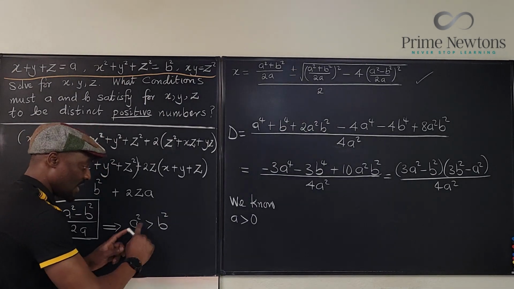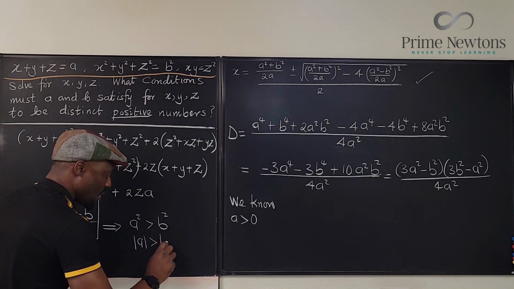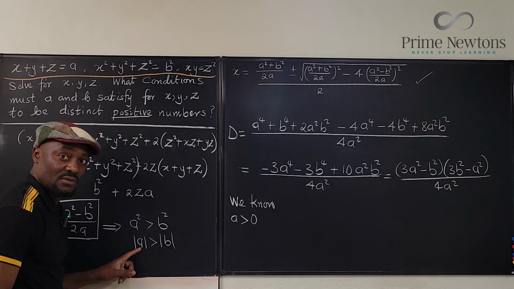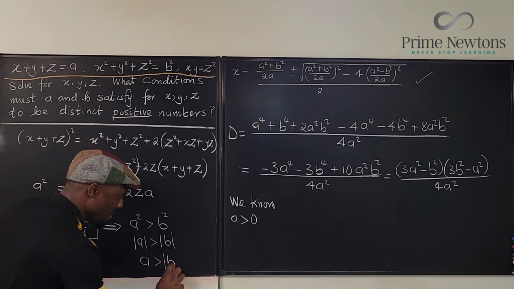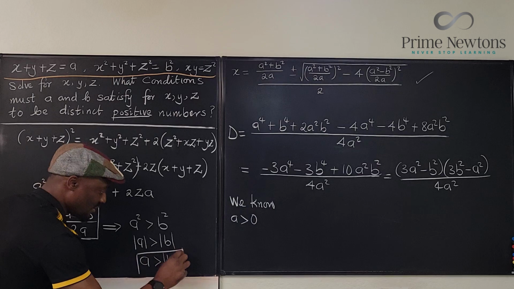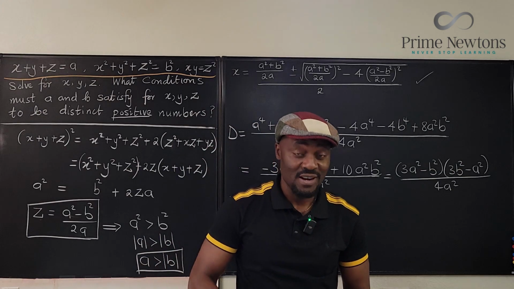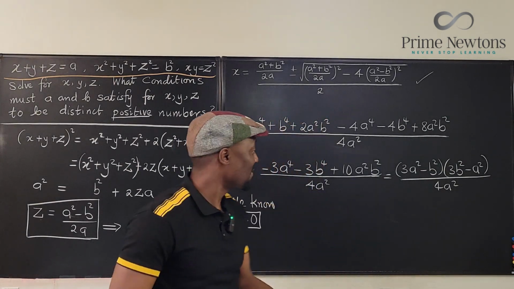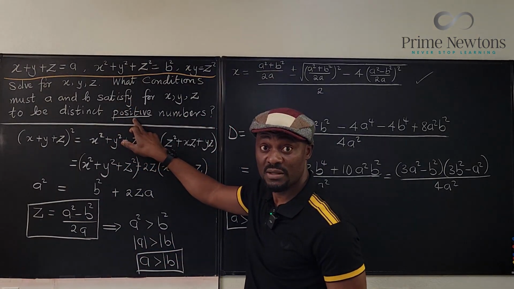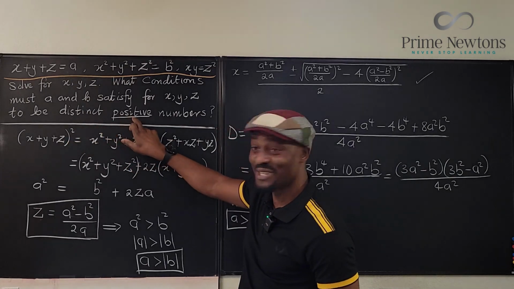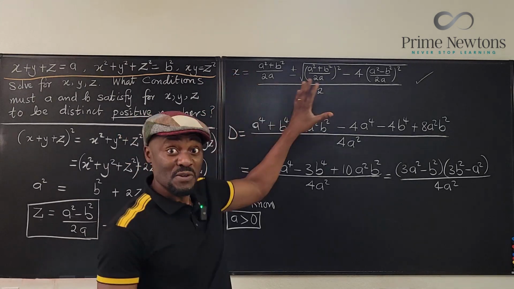And what does this mean? If you take the square root of both sides, the absolute value of A must be greater than the absolute value of B. But we know A is positive, so we don't need the absolute value sign. We just need to say that A is greater than the absolute value of B. So this is a second condition. This is one, this is another one. A is positive and A is greater than the absolute value of B. But that's still not sufficient for us here. Remember, the mission is to make sure X is positive. Okay, we're going to come back to distinct. Let's talk about positive first. Now, if X has to be a positive number, it means it has to first be a real number.